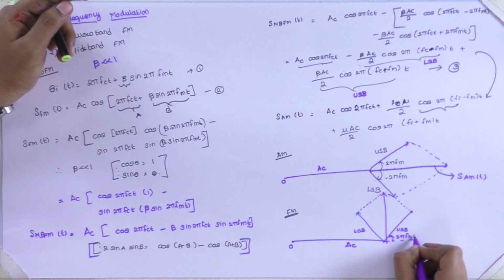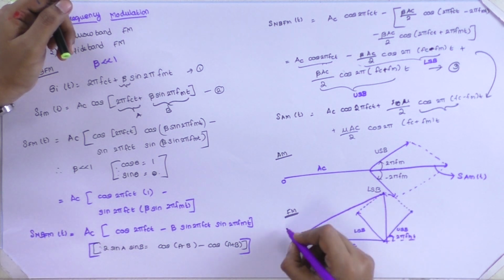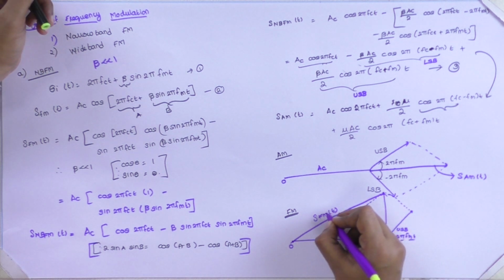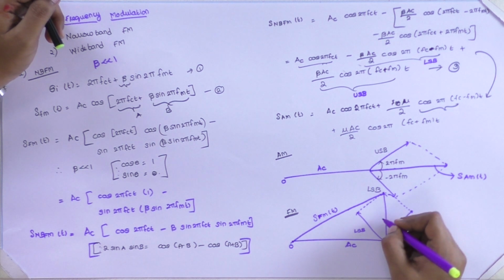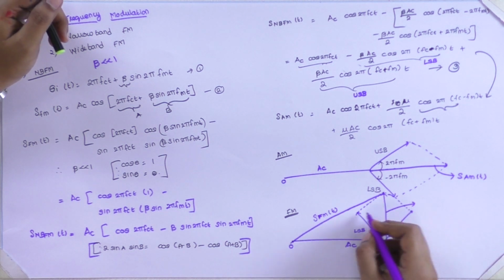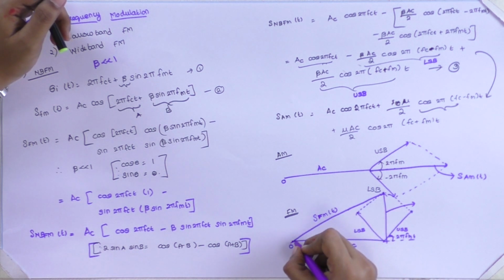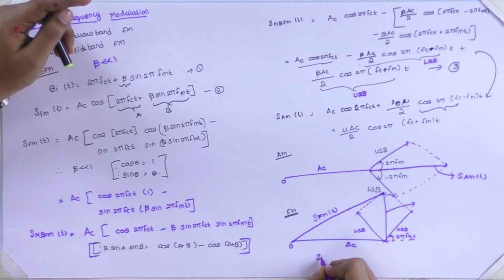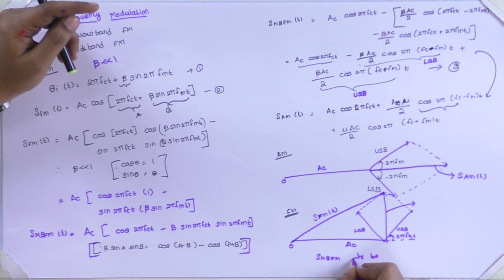2 pi Fm of t, this is our resultant modulated signal for frequency modulation. The resultant of the LSB and USB phasors, and the resultant of the vector addition with the carrier, results in this part. Narrowband FM is perpendicular to the carrier.